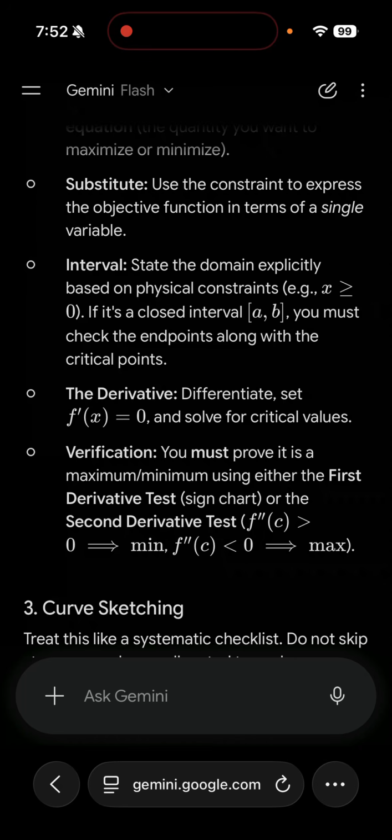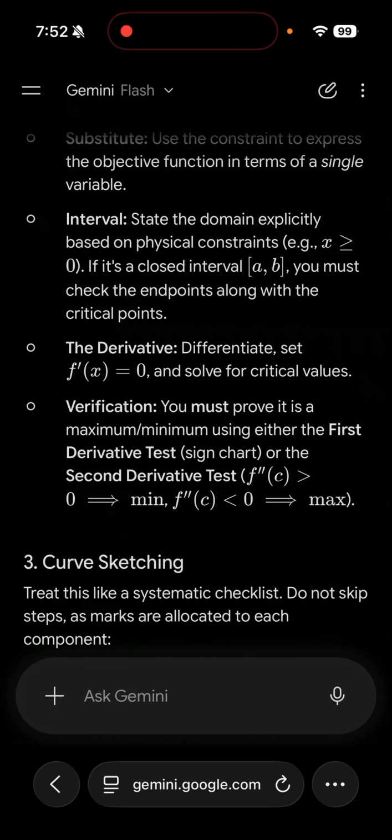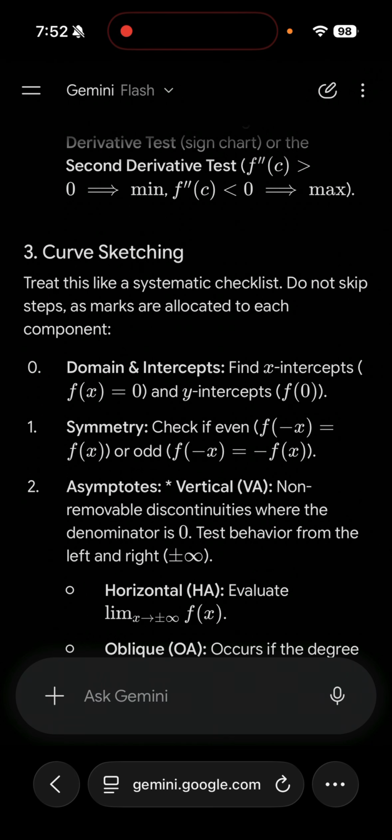If it's a closed interval, [a, b], you must check the endpoints along with the critical points. Differentiate, set f'(x) equals 0 and solve for critical values. Verification: you must prove it is a maximum or minimum using either the first derivative test, sign chart, or the second derivative test, where you find the critical points of f and then substitute them into the second derivative of f.